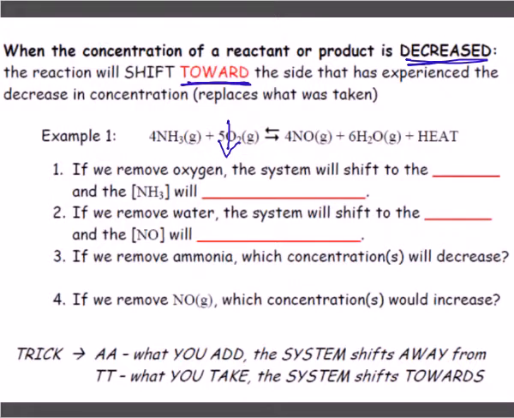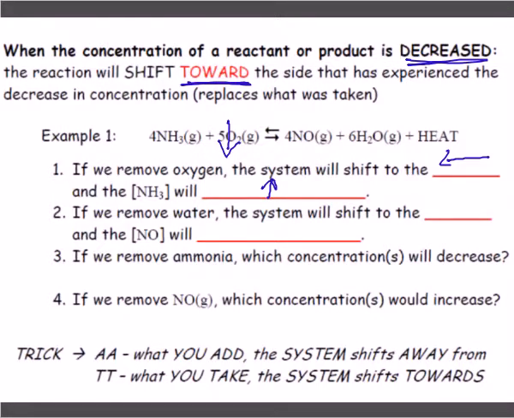See, it's hard for me because I'm backwards to you guys, so it's got to shift this way. Right? Which is going toward where you took away the oxygen. So this is going to shift to the left. What's going to happen to the amount of ammonia? It's going to increase. Right? Because you're moving to where ammonia is.